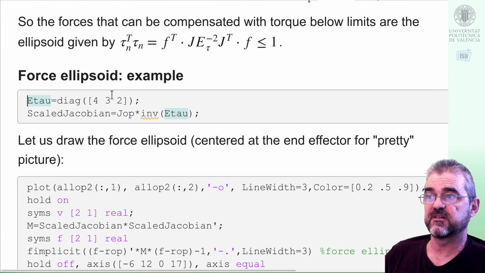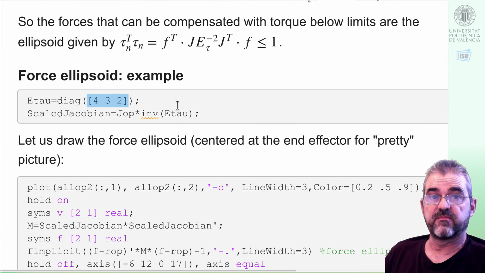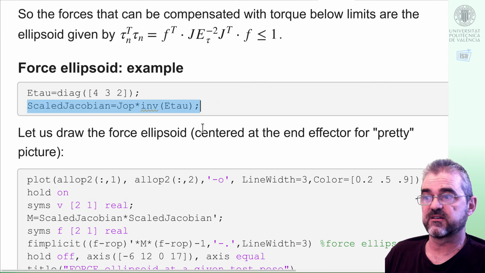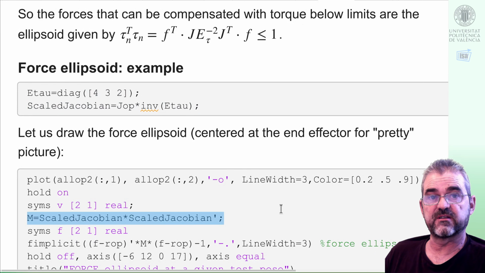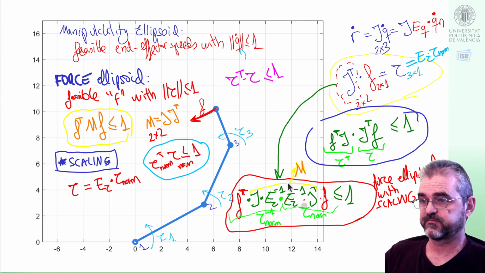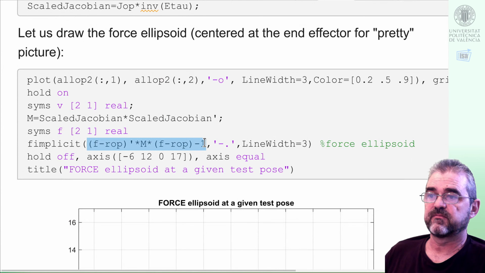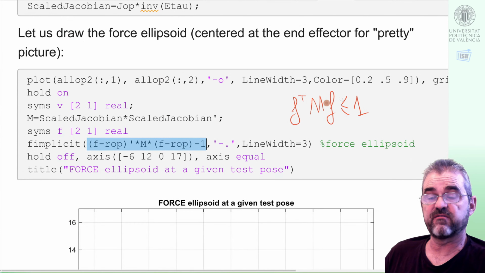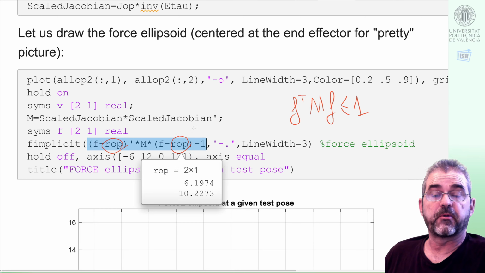And if the torque scaling is, let's say, 4, 3, 2, meaning that each of the 3 joint torques has 4, 3, and 2 maximum torque respectively, then if I call this the scaled Jacobian, and M is the scaled Jacobian times its transpose, I am just coding this in MATLAB in this line, and the ellipsoid F transposed M F less than 1 that I discussed in the theoretical development, well, in here, just for cosmetic issues, I will draw that ellipsoid centered in the end-effector position that I called ROP.